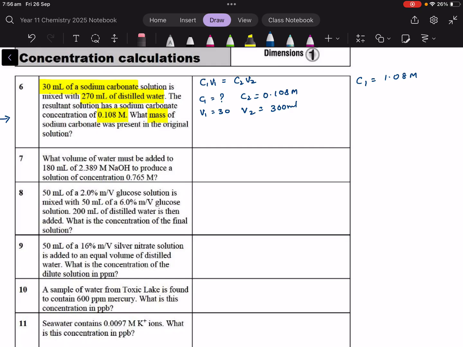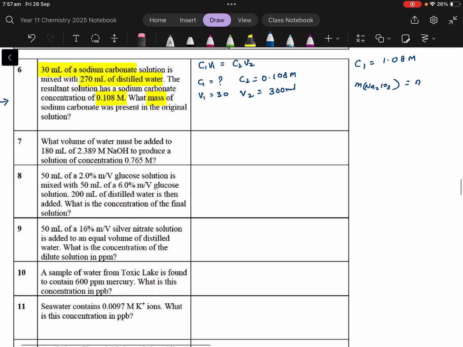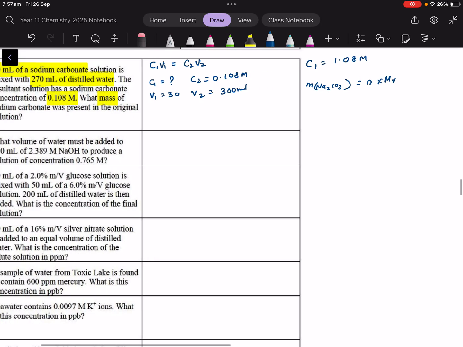And then your final answer, the mass of sodium carbonate, Na2CO3, will be the number of moles that you get in that solution. You'll find out the moles, and you would multiply that with the molar mass. So how do you find out the moles from the concentration? Over here, you will use the formula n equals C times V.